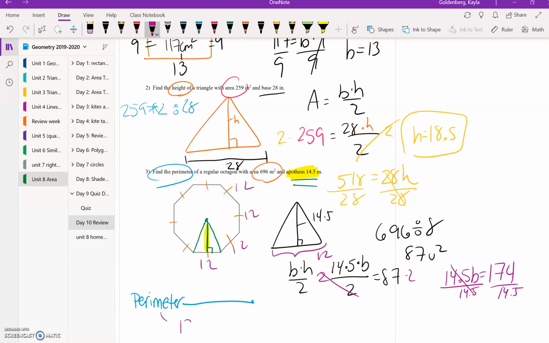If I want the perimeter, I'm going to do 12 times how many sides? Times 8, which looks like we've got 96 meters. And I'm just realizing now that I actually had units, so I'm going to go back and make it meters squared over here.